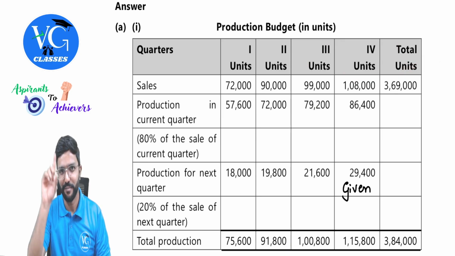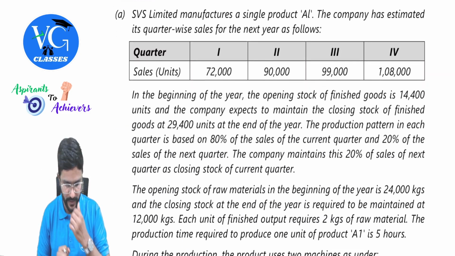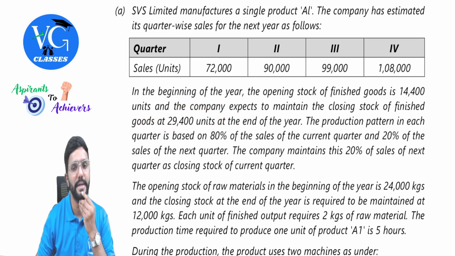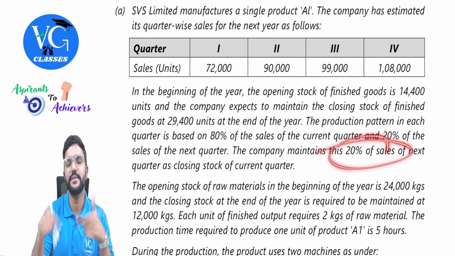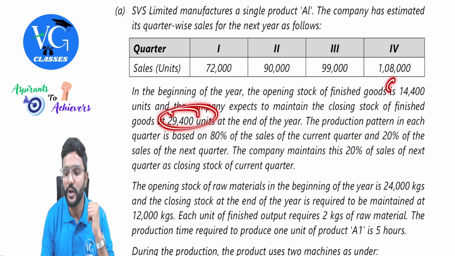We don't have next quarter, but closing stock is given, people. So see, here you have to use the concept. Closing stock of the year is given, 29,400. And they've also given the pattern clearly. Closing stock for each quarter is 20% of sales of next quarter. So this is nothing but the closing stock of Q4. Correct, no, people?